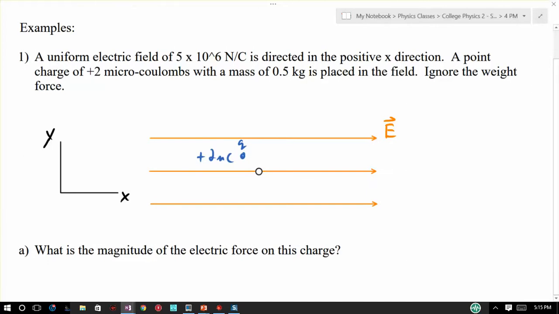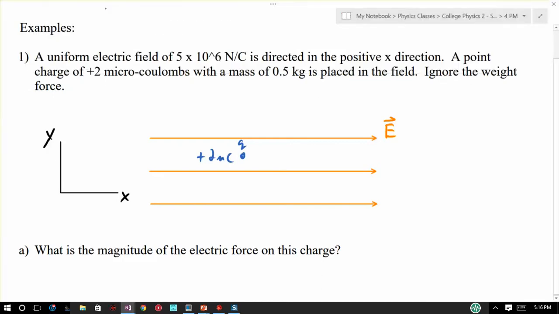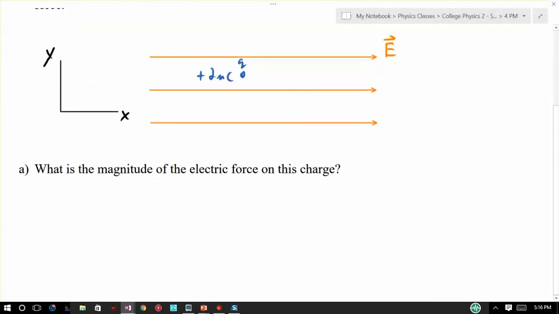And then the first question is, what is the magnitude of the electric force acting on this charge? Right? It's actually pretty easy to figure out. If you're given the electric field and the charge, it's just a very simple equation to figure out the amount of electric force. So let's figure this out. We actually did it in the flip video, for a different type of problem, but here we're doing it obviously for uniform electric fields.